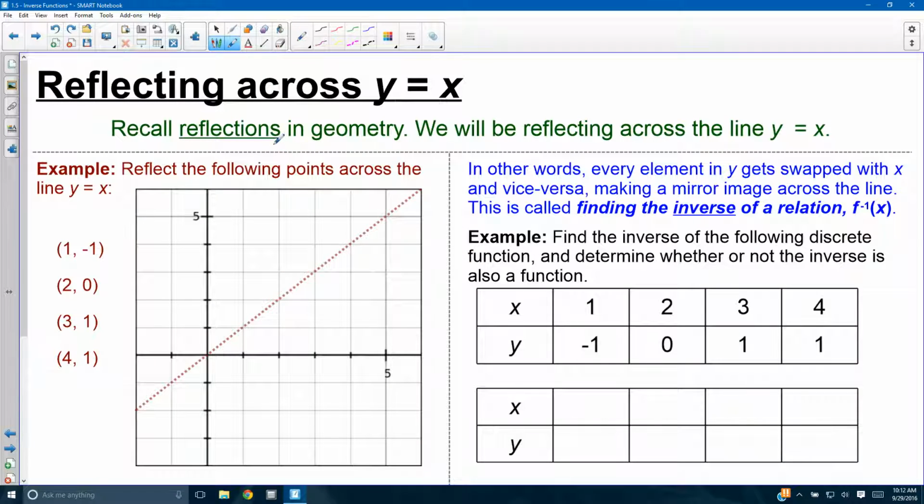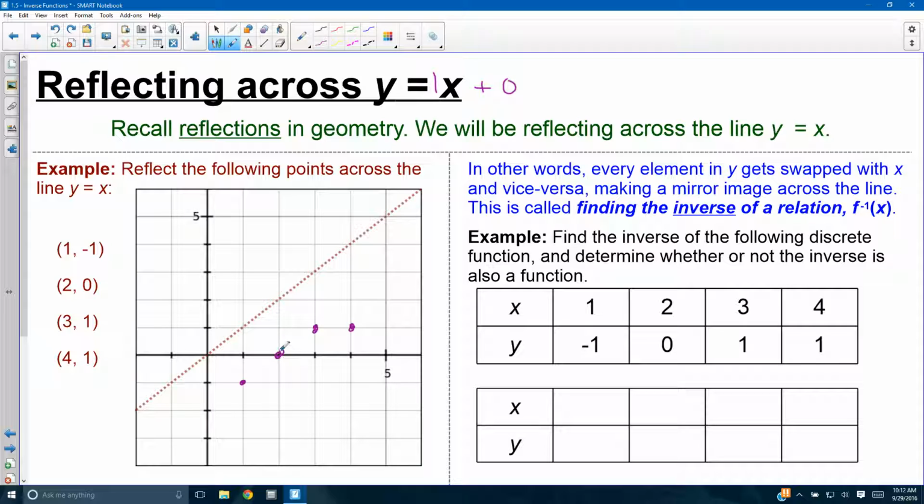Okay, so now we're going to start taking inverses here, and we do it by reflecting points across the line y equals x. Now, y equals x is this line right here. It's y equals 1x plus 0, y-intercept of 0, go up 1 over 1 like that. It's a diagonal line, essentially 45 degrees, even though this graph is just a little bit stretched here. I'm going to plot some points here: 1, negative 1; 2, 0; 3, 1; and 4, 1.